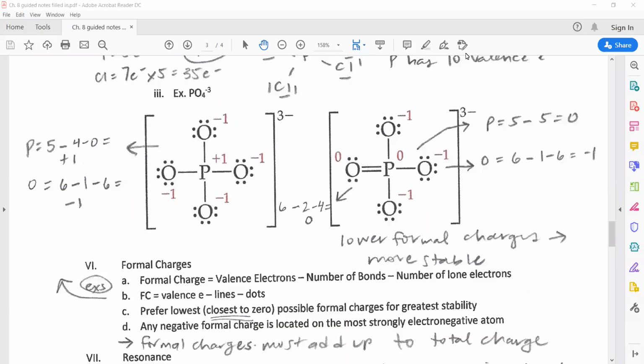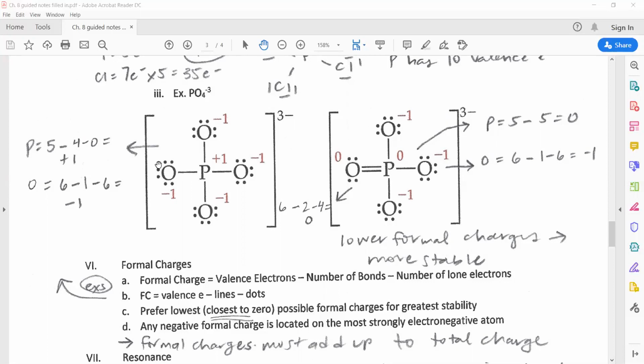This is video 3 of chapter 8, so we're picking back up with formal charge here. Formal charge is a way of bookkeeping and keeping track of the number of electrons and how they're distributed. So it has a really set formula. To find the formal charge of each atom, you take that atom's number of valence electrons based on the periodic table, its group number, minus the number of bonds around it, minus the number of lone electrons. Another way of saying that is take your valence from the periodic table, minus the lines, minus the dots.